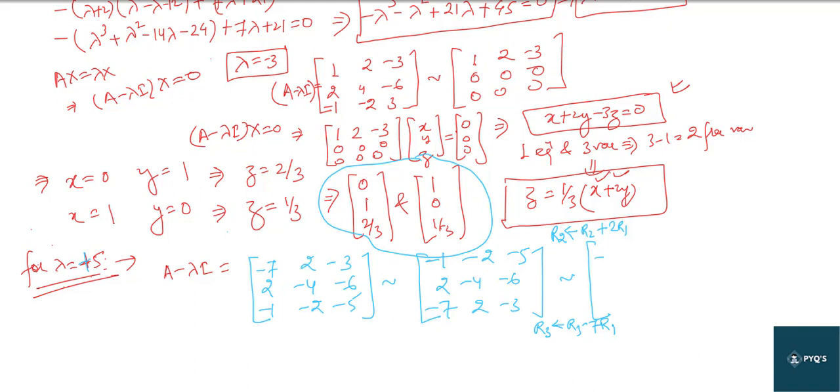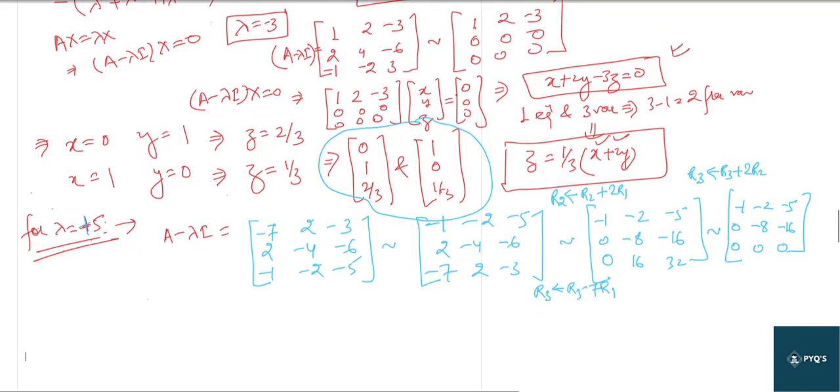By doing this, I'll get minus 1, 0, 0 here, and then minus 2, minus 5, and then minus 8, minus 16, and 16, 32. Again, if I apply this transformation, R3 should be added with 2 times R2. I'll get minus 1, minus 2, minus 5, 0, minus 8, minus 16, and this will become 0. So now I'll scroll it down.